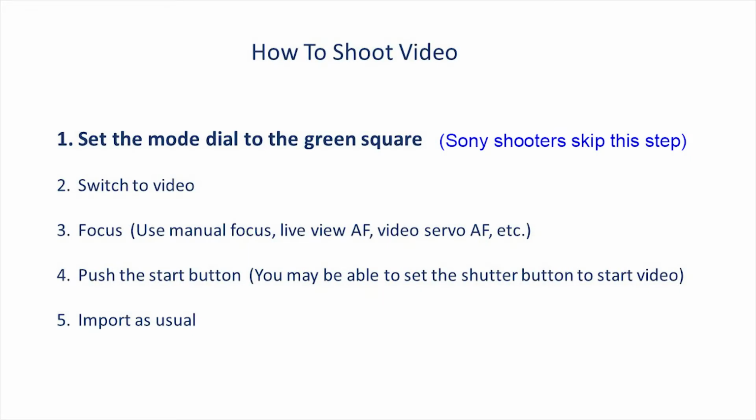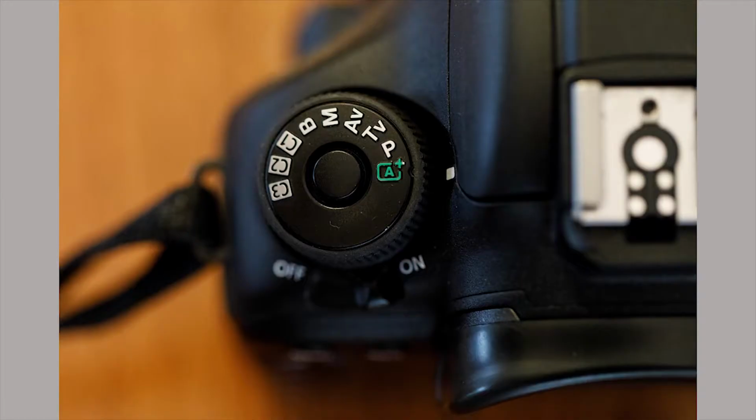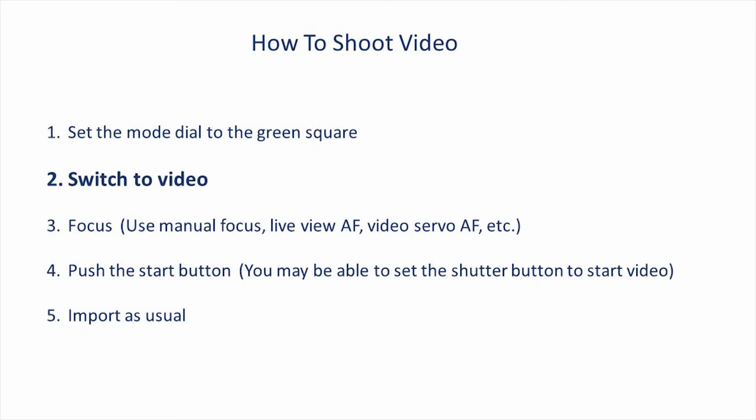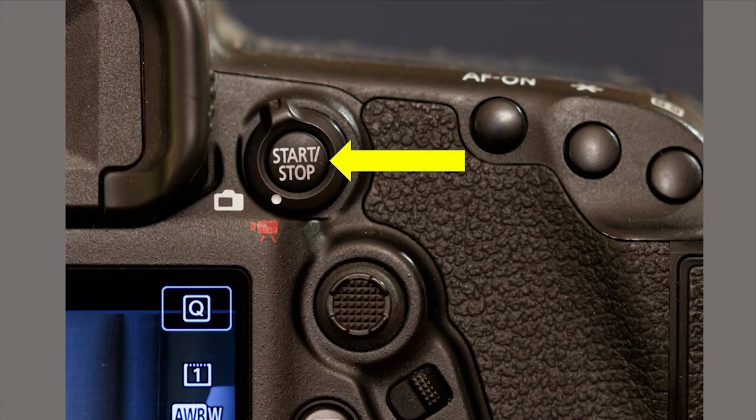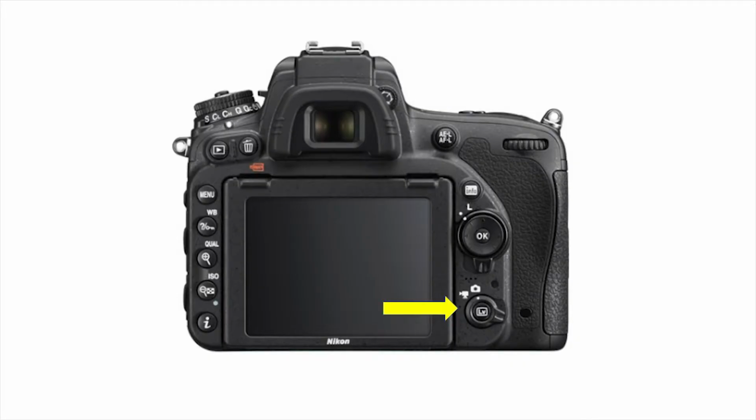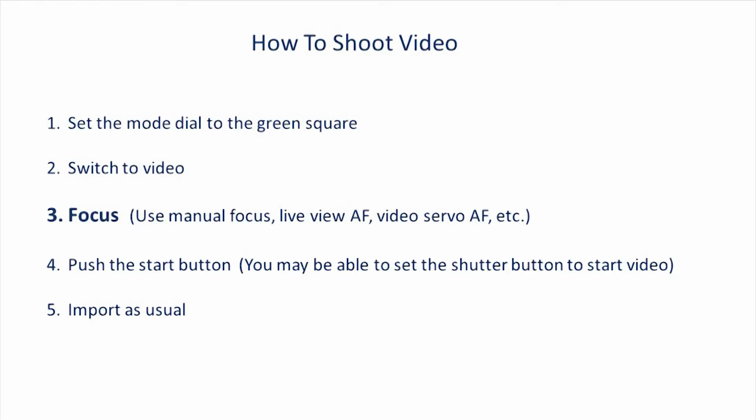First, set the mode dial on your camera to the green square. Next, switch to video. This is a Canon, and a Nikon, and a Sony. Now we need to focus. Not every camera or camera and lens combination will support autofocus, so you may need to check your camera manual. You can always use manual focus or go back to step one, focus as if you were taking a photo, and then switch back to video.